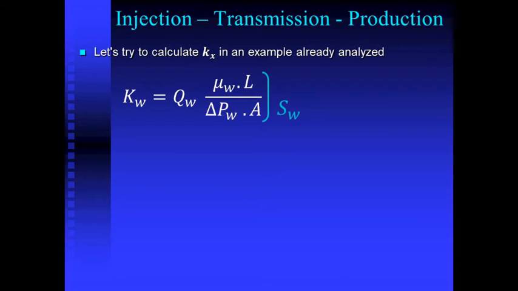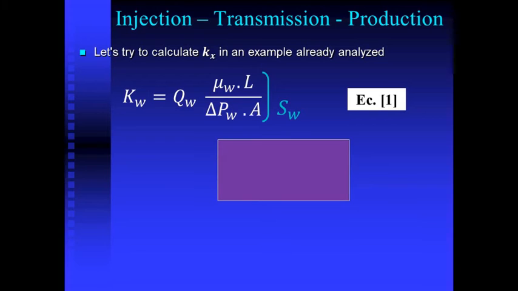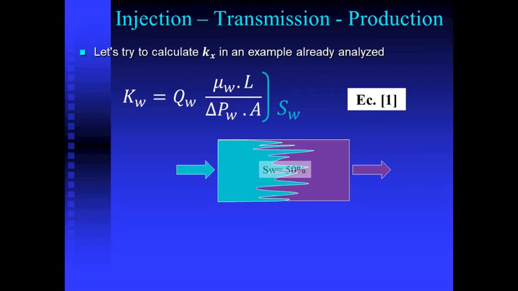For a given water saturation, we will identify this expression as equation 1 because we are going to mention it later. If we take the case of a sample like the one we have already shown and we inject water into it, water displaces oil in such a way that, at the moment represented in this image, the sample is producing only oil while there is only water being injected through the inlet face. And the water saturation in the sample is about 50%.